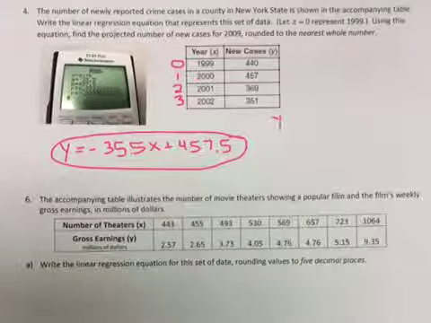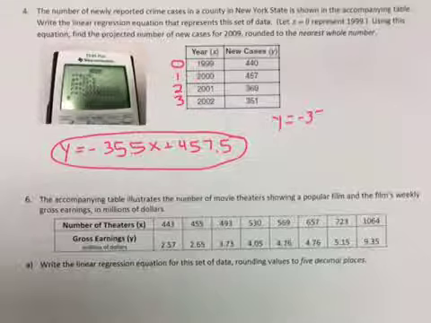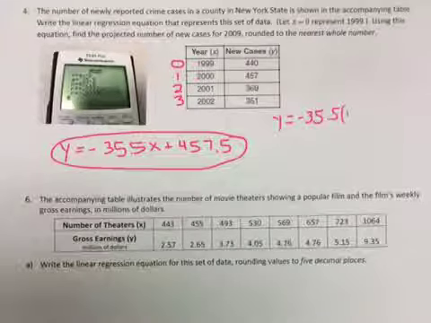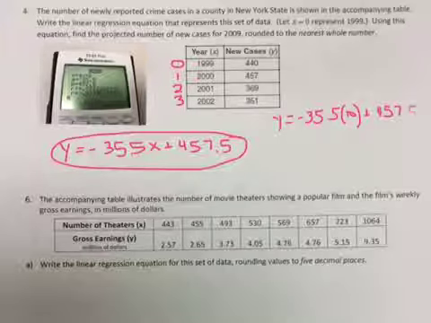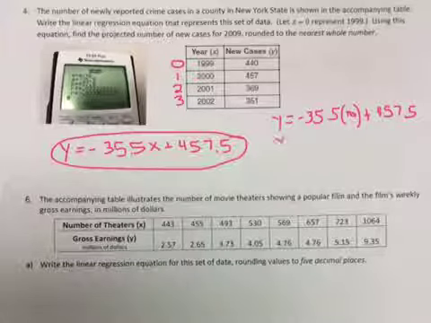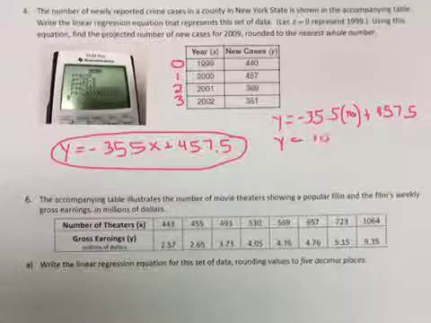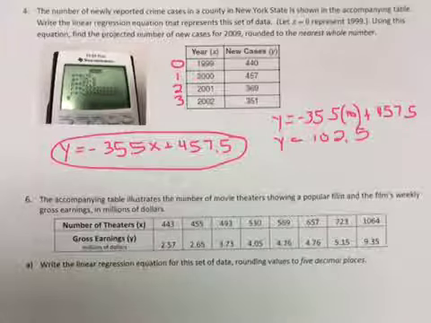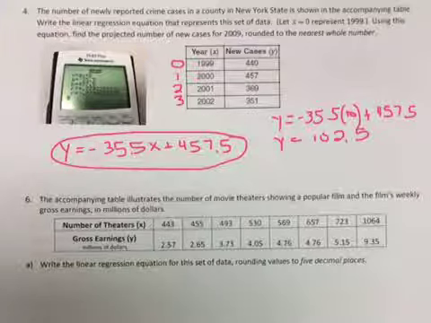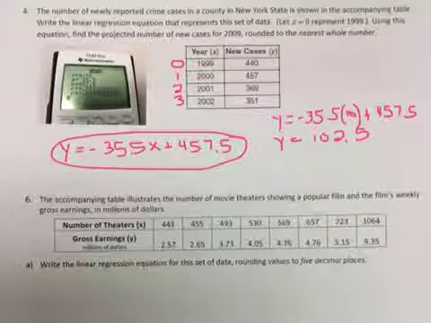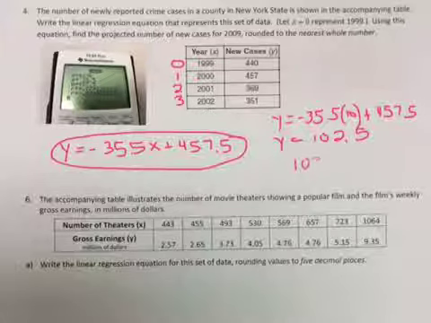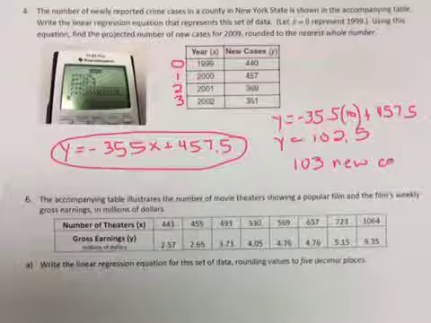y equals negative 35.5 times 10 plus 457.5. So when you plug this into your calculator, you get y equals 102.5. But the question says to round to the nearest whole number, which makes sense because if you're talking about number of crime cases, you can't have a decimal of a case. So 102.5 rounds up to 103. So we have 103 new cases in the year 2009.